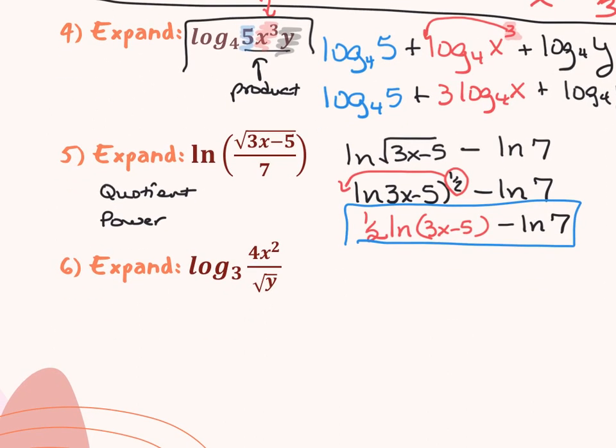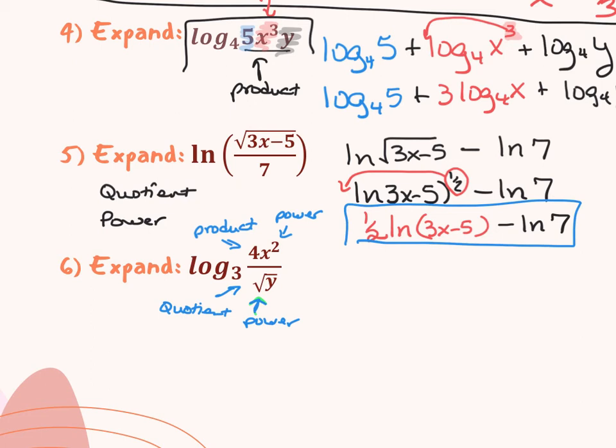Notice in the numerator, I've got a product going on. I also have a power. And then because it's a fraction, I'm going to use the quotient. And then I've also got another power here. Because remember, we're going to turn that square root into a fraction exponent. So let's go ahead and see what we can do here. Let's first just take care of the multiplication and the division.